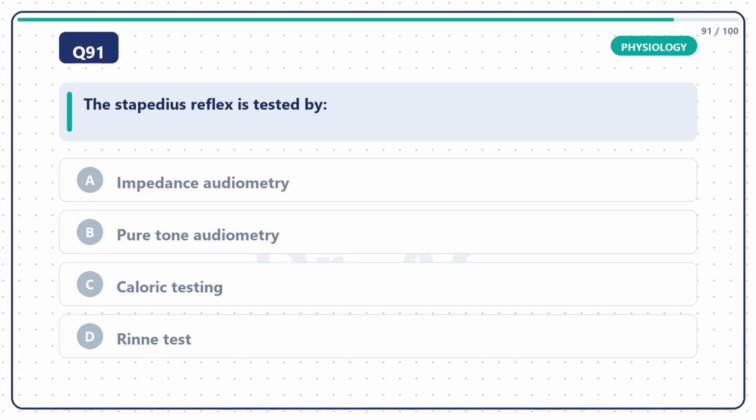Question 91. The stapedius reflex is tested by option A. Impedance audiometry. Option B. Pure tone audiometry. Option C. Caloric testing. Option D. Rinner test.